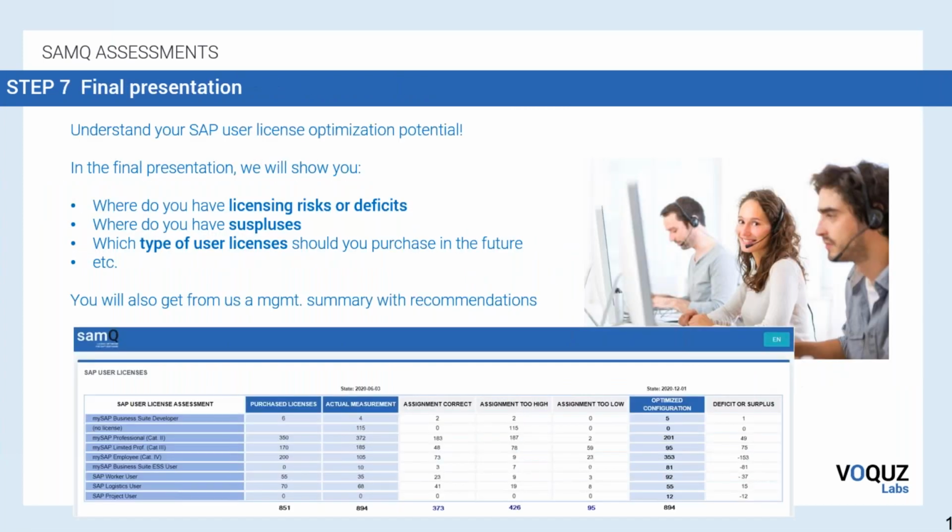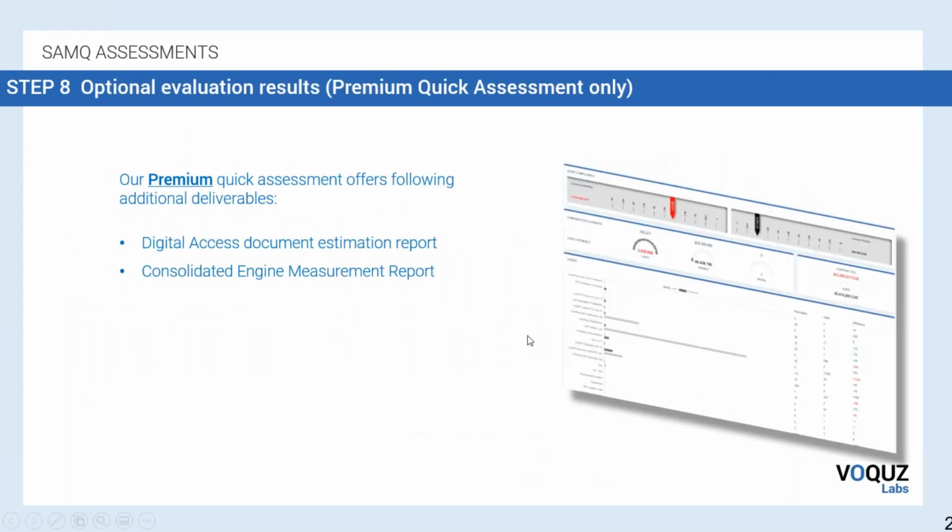And then we do the final presentation. So what for you would be your optimization potential? And here we show you your license risks and deficits. Do you have surpluses? Which types of licenses should you purchase in the future? What volume of those licenses? How can you potentially go forward if you want to go into negotiation, exchanges, etc.? You get from us a management summary with recommendations. And you can see here at the bottom an example of this optimization and how that would work. That's our standard quick license assessment.